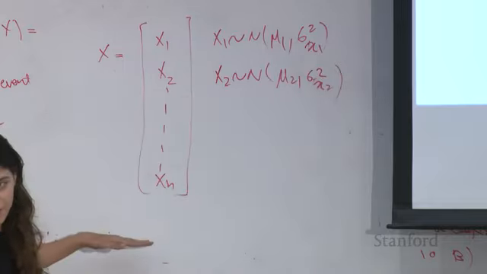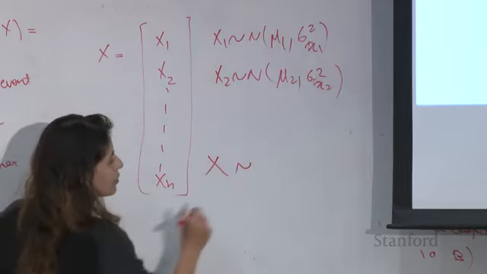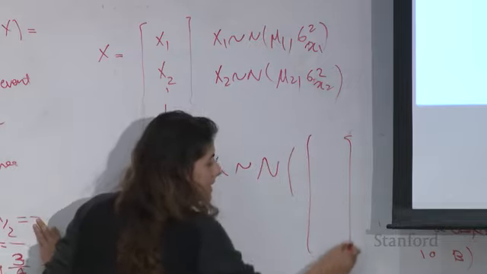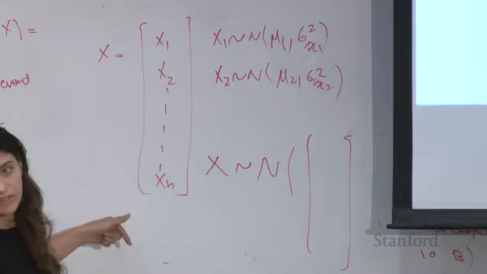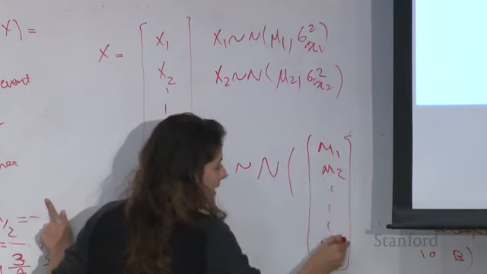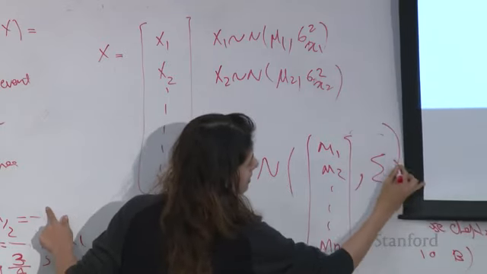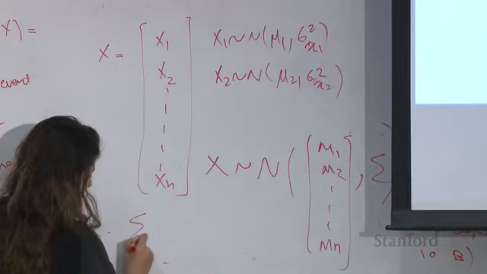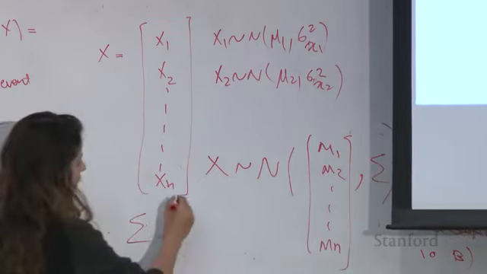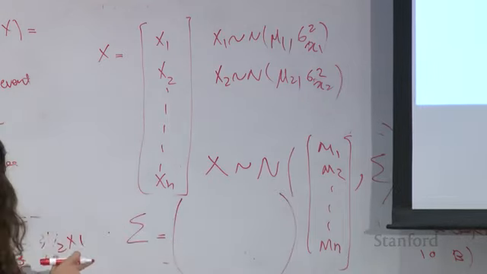And then if you have a vector of them, you can say X is a normal distribution with the mean being a vector of the means of these random variables, which is mu1, mu2 to mu n, and sigma, right? And what is sigma? Sigma is the covariance matrix between all of these random variables. So this is a symmetric matrix, right?